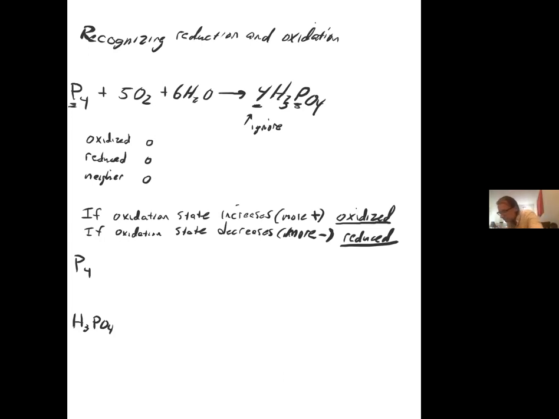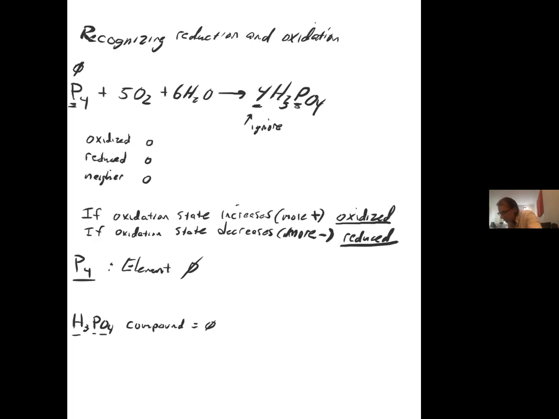Okay, so let's do P4 first. That's easy. It's an element. Element is 0. So right there, we can indicate that the oxidation state is 0. Okay. Now the H3PO4 is a little more complicated because we've got 3 elements in there. So what do you do? You first identify, is it a polyatomic ion? Is it a compound? There is no charge, so it must be a compound. That means they have to add up to 0, right? Everything in there has to add up to 0 if it's a compound.